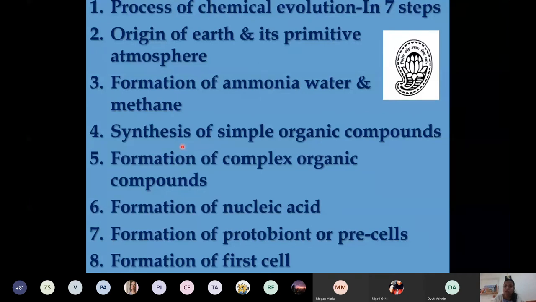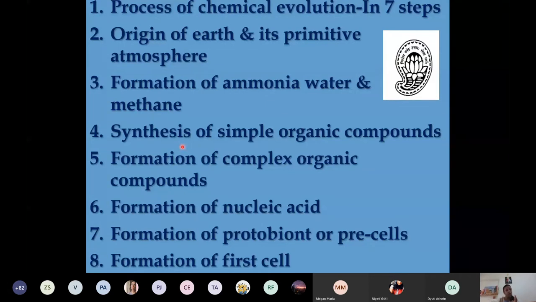What was the thing present in the first cell that was not in the nucleic acid or the pre-cell, because of which we can call it the first cell? I repeat. There was something very distinguishing that defined the character of this first cell. This first cell had the ability to carry out metabolic activities. Pre-cells showed growth and division, but the character of metabolic activities was only seen in the first cell.